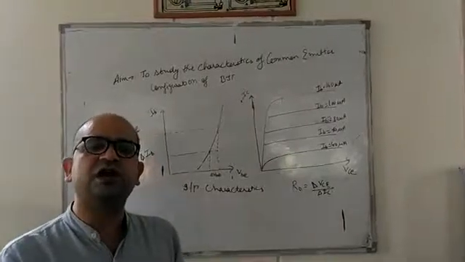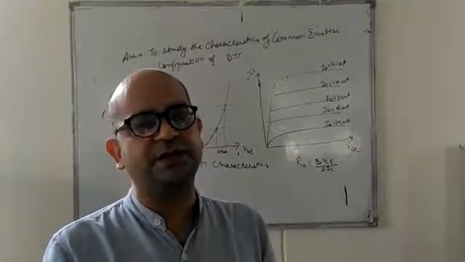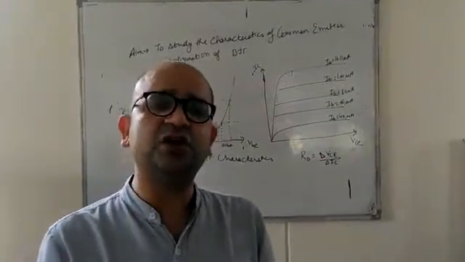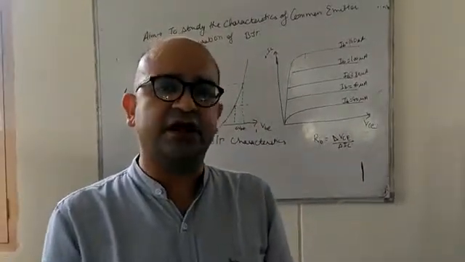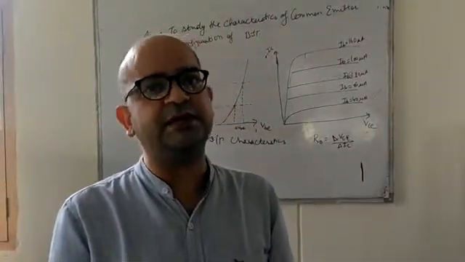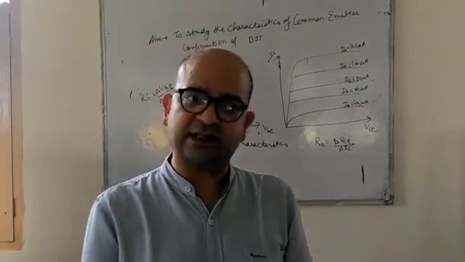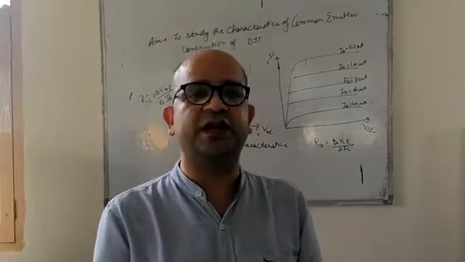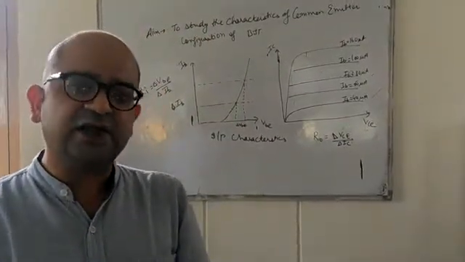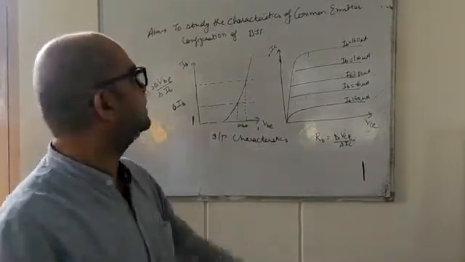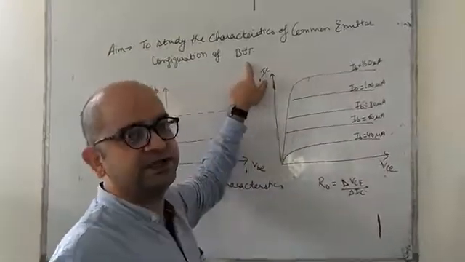Afternoon students, today we are going to perform an experiment on the common emitter configuration of BJT. BJT, as we all know, is the bipolar junction transistor, and transistors are of two types, PNP and NPN. In a PNP, the holes are the majority carriers, and in an NPN, the electrons are the majority carriers. We are going to perform the characteristics of the common emitter configuration of BJT.